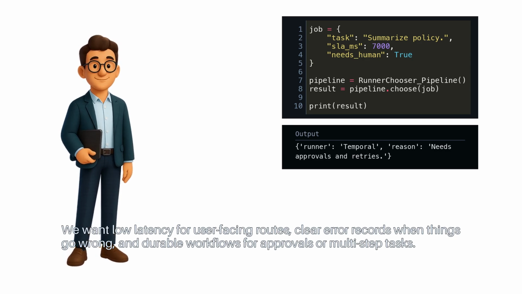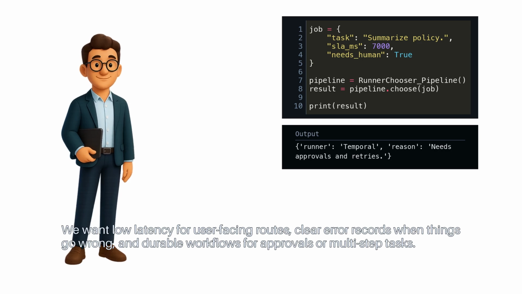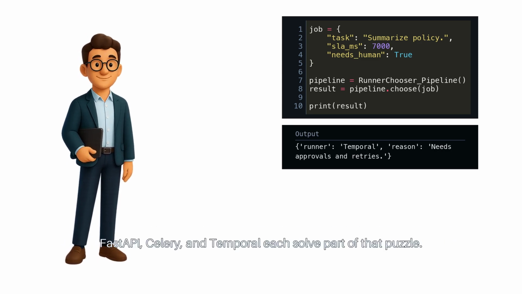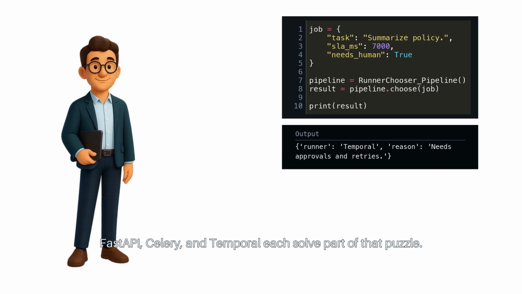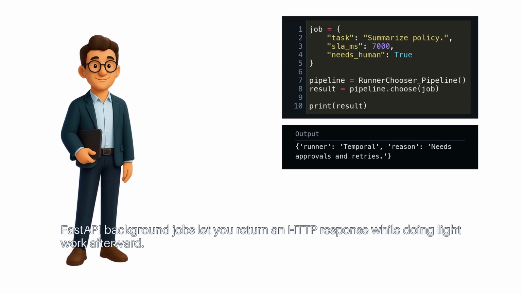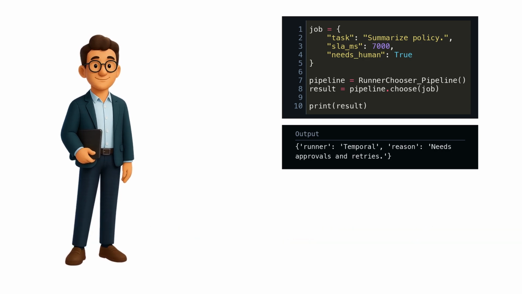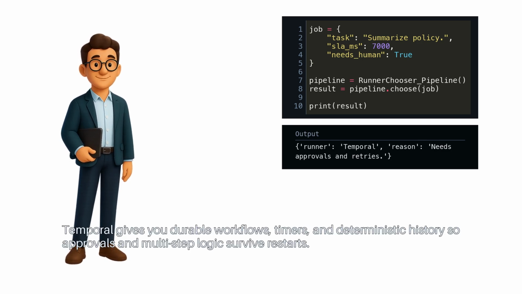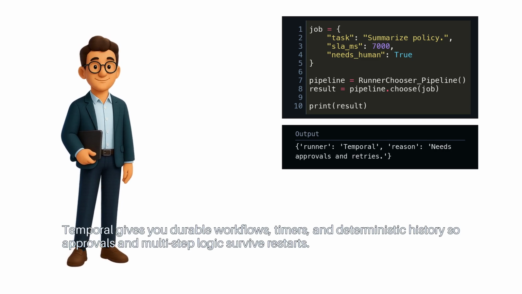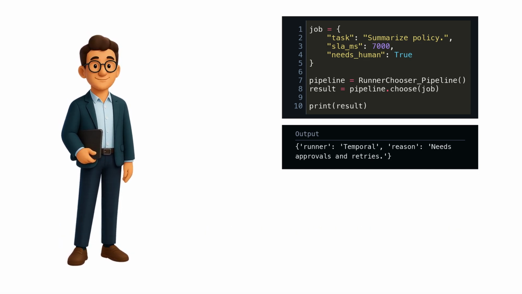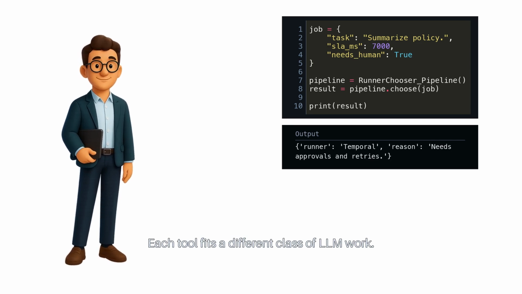We want low latency for user-facing routes, clear error records when things go wrong, and durable workflows for approvals or multi-step tasks. FastAPI, Celery, and Temporal each solve part of that puzzle. FastAPI background jobs let you return an HTTP response while doing light work afterward. Celery gives you a distributed queue, retries, and task metadata for transient model outages. Temporal gives you durable workflows, timers, and deterministic history, so approvals and multi-step logic survive restarts. Each tool fits a different class of LLM work.